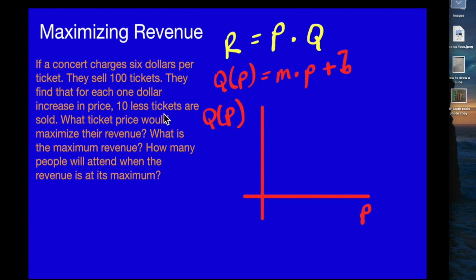Okay, in order to get the equation of any line, we need 2 things. We need the slope and we need the y-intercept.